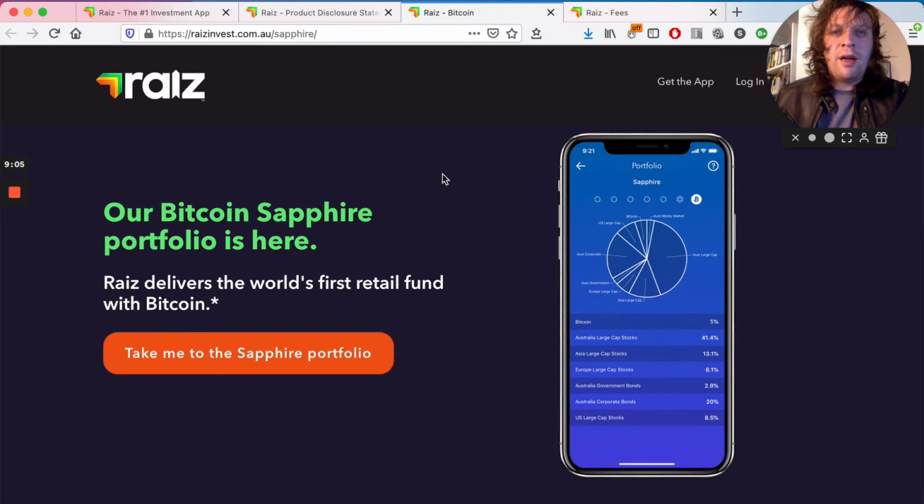Now this is quite a new addition to the Raiz portfolio. They only brought it in a few months ago. And it's something that you might want to look at if you're after a super aggressive portfolio and don't mind a bit of volatility, which of course Bitcoin brings in spades.